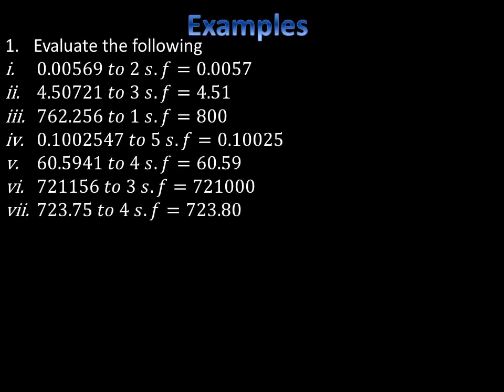The 7th question says 723.75 to 4 significant figures. Here we want 4 significant figures. Our first digit here is 7, our second digit is 2, our third digit is 3, and our fourth digit is 7. But what comes after 7 is 5, which is up to 5. So we round that 5 off to 1 and we add it to the previous number before it, which is 7, making 8.